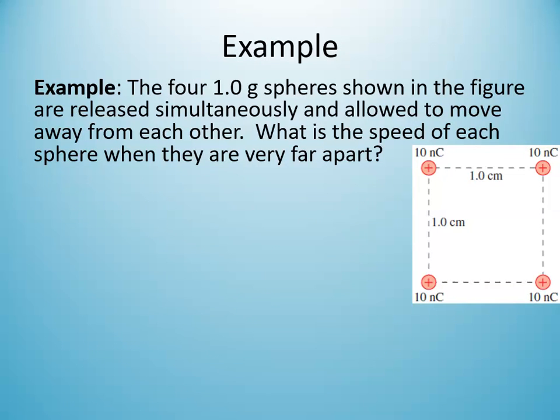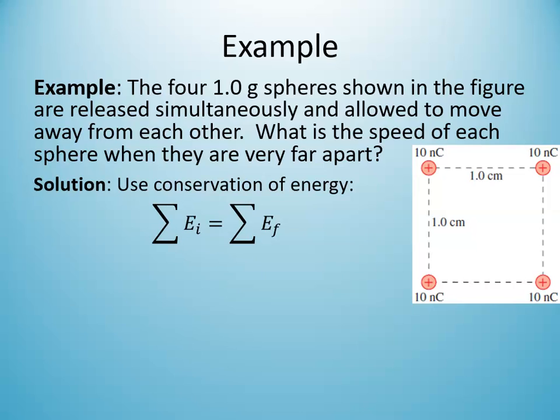So for example, let's say you have four 1-gram spheres in this figure, and you release them simultaneously and allow them to move away from each other. How fast is each sphere going when they are very far apart? Well, what do we mean by very far apart? How far is very far? Very far means infinite. So, to solve this, we're going to use conservation of energy. What's that? It says that the total initial energy is equal to the total final energy. Just writing this for a problem requiring conservation of energy on the AP exam would likely get you a point.